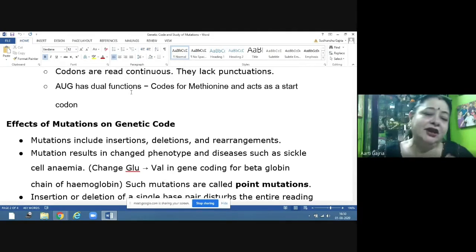So everywhere, wherever the translation process is taking place, the start codon is always AUG, and at the same time it is coding for the amino acid methionine. So it has got a dual function. One is it is coding for methionine, and second is it is acting as a start codon. So this is about the genetic code.